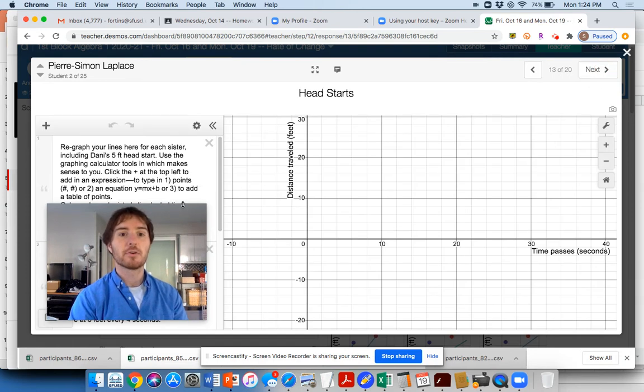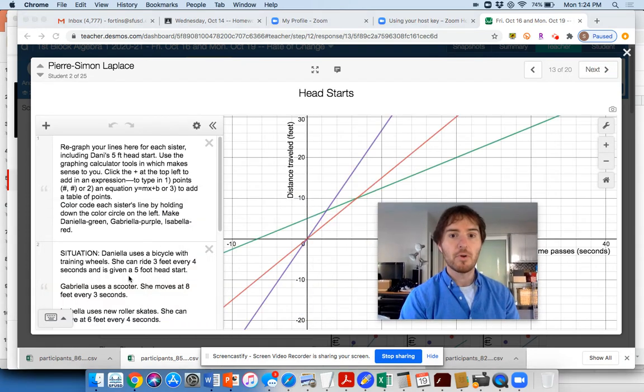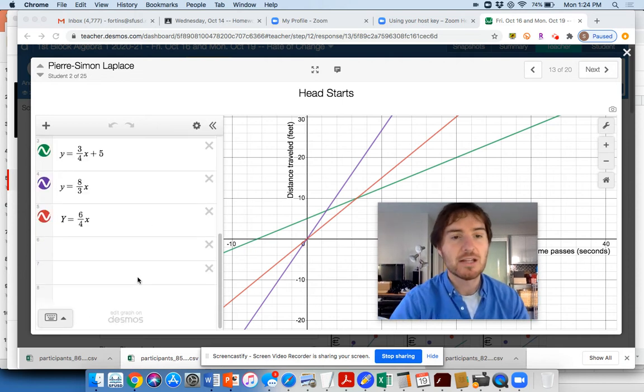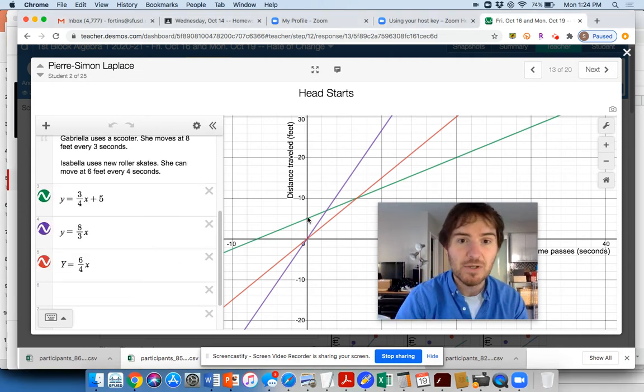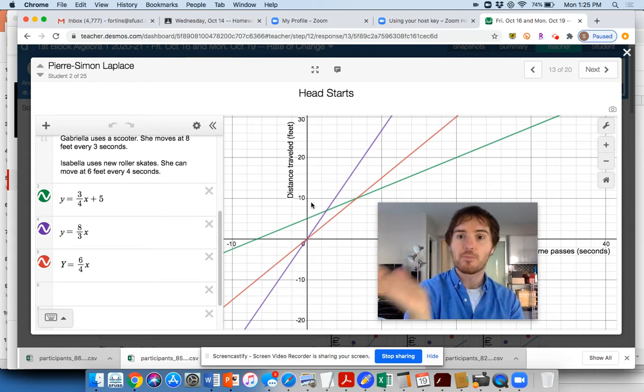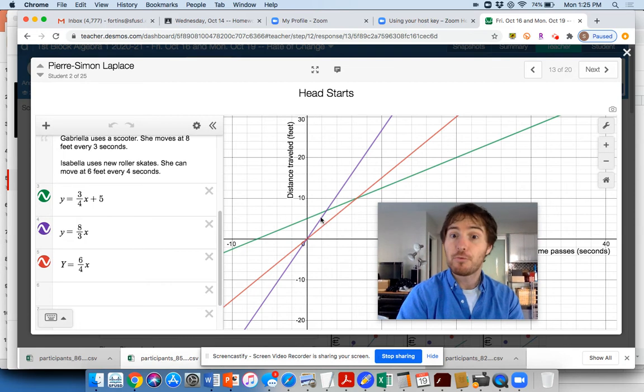Pierre's was pretty solid in the first one. They did put the equations. Okay, very good. So this we had to do in class, so hopefully make sure you put your equations in here. The thing that changed was this one, right? Was this one here.